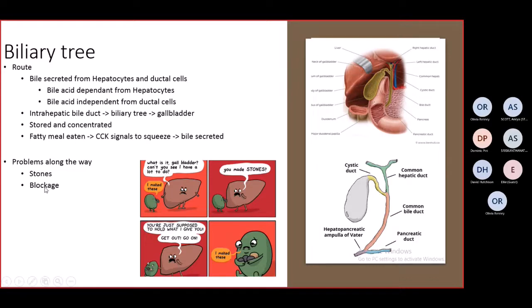So we can get some stones and we can get some blockage. You'd think the two are the same thing, but actually you can get blockage from other things. You can get blockage from within, or blockage coming from outside of the biliary tree. That could be something like a tumour, or something compressing it, and that can cause blockage. And if you can't get your bile out, and remember, part of our bile is our bilirubin, we're going to get it blocked off. Whilst the liver is producing bile, it's not got anywhere to go. It's going to go back into our liver and cause some problems.